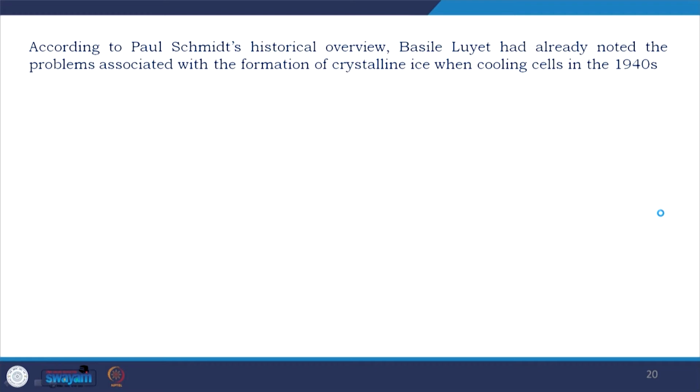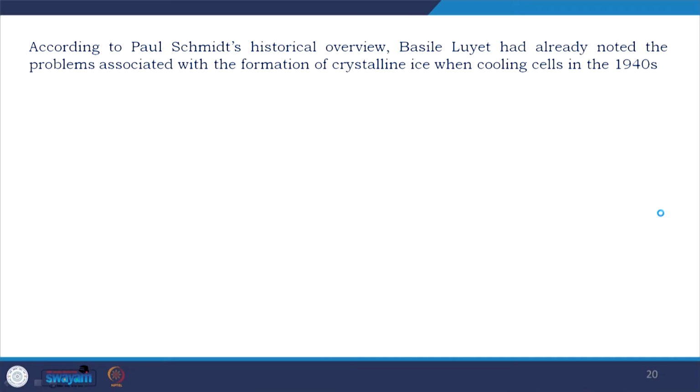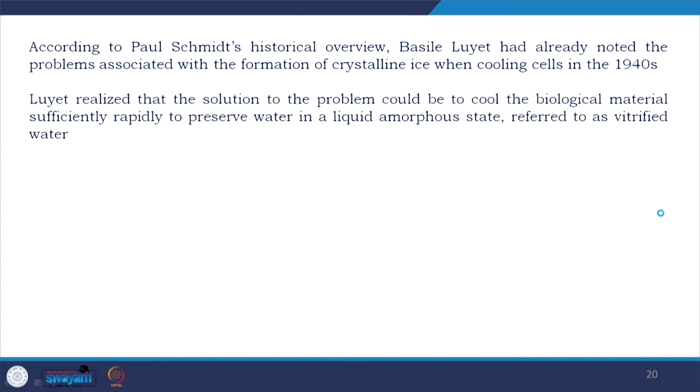According to Paul Smith's historical overview, when he looked back on the development of cryo-electron microscopy, Basil Luyet had already noted the problem associated with the formation of crystalline ice when cooling cells in the 1940s. Luyet realized that the solution to the problem could be to cool the biological material sufficiently rapidly to preserve water in a liquid amorphous state referred to as vitrified water. So, Luyet had already isolated the problem and understood that vitrification would be a good solution.